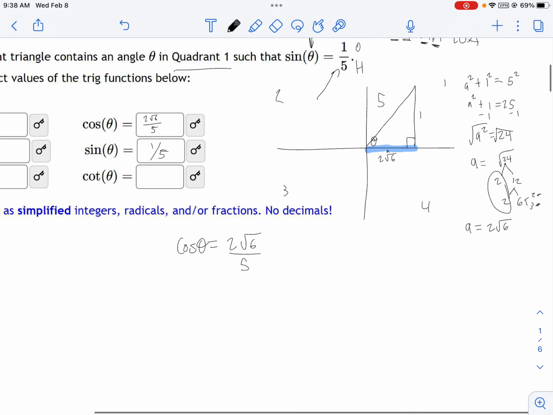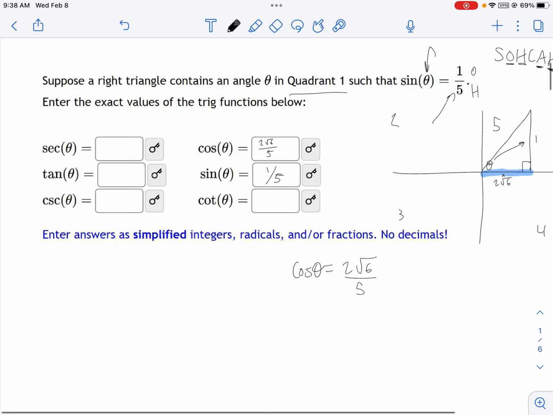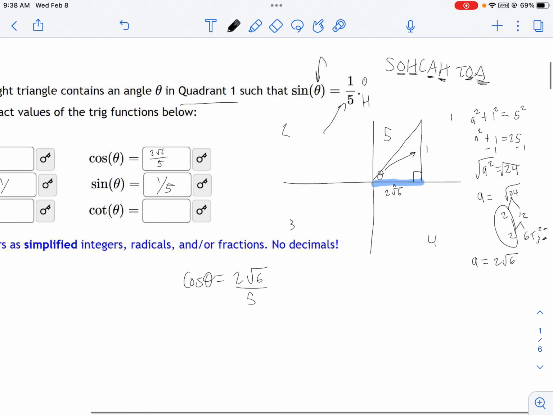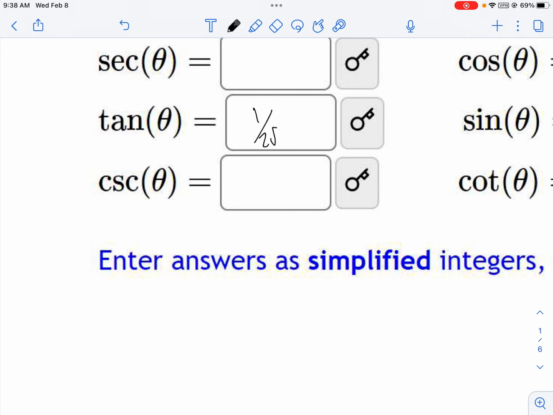Then we do one more. We have tangent. Tangent is opposite side over the adjacent side. Your opposite side, as we discovered with sine, was 1. So we have 1 over your adjacent, which we have as 2 root 6. Now, 1 and 2, again, there's nothing to simplify there.